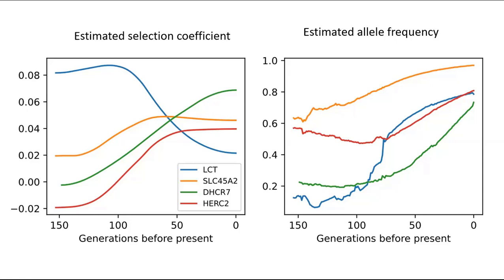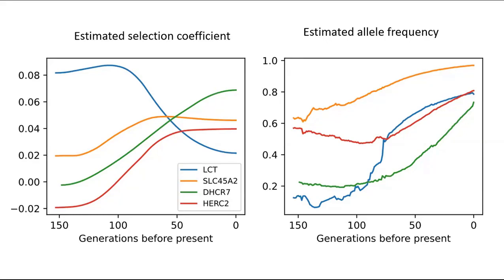The blue line, for example, shows how we estimate that the frequency of the lactase persistence allele has gone from essentially 0 to 60% today. And on the left, this is an estimate of the strength of selection. We'll talk more about this in a minute. But essentially, this number is proportionally how many surviving children you expect to have if you carry this allele.